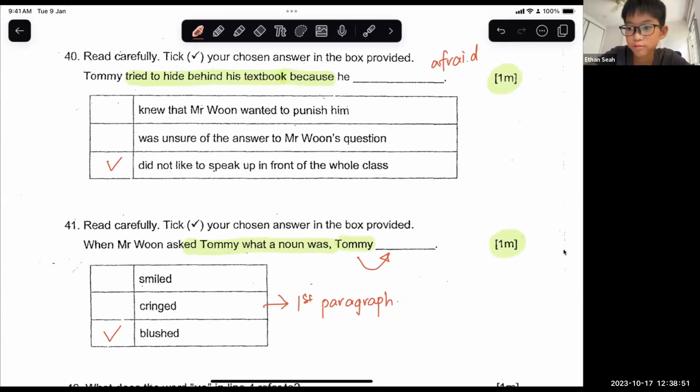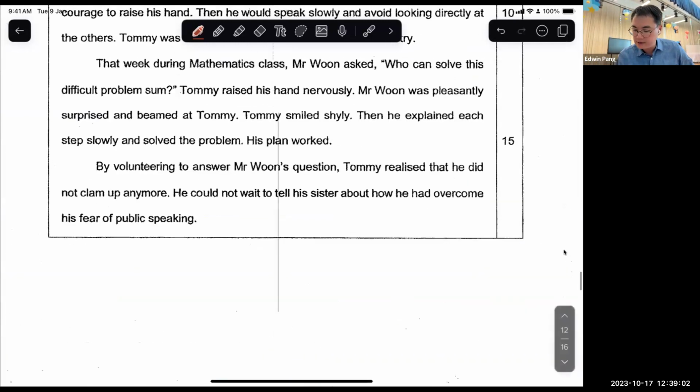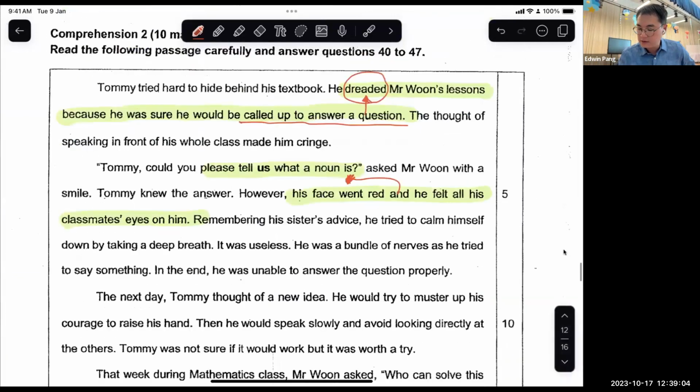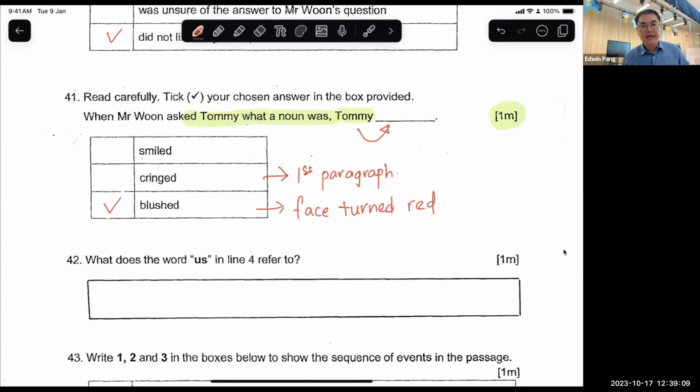His face turned red. Very good, right? So the definition of a blush is when your face turns red, right? His face turned beet red, remember? Up here we highlighted his face went red, right? Yeah. Or his face turned red, okay? So that's the clue that tells me that he blushed. And you must know what this word means, right? If you don't know what blushed means, then you might get this question wrong, okay?